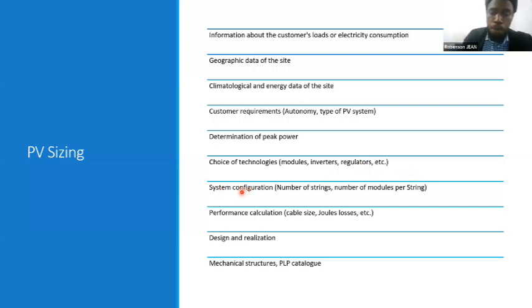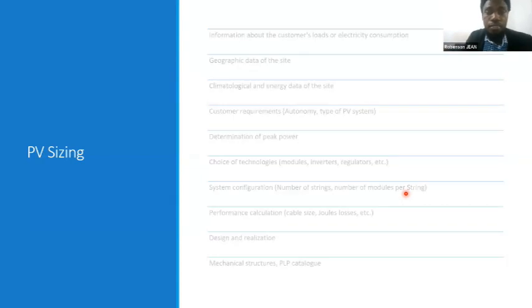So according to the power, we can design the inverter, the regulator, and the system configuration, like the number of strings and the number of modules, and we can calculate the performance of the system, and later make the design of the system physically, and design the mechanical structure. That is another part of the PV sizing. The PV sizing is very big.